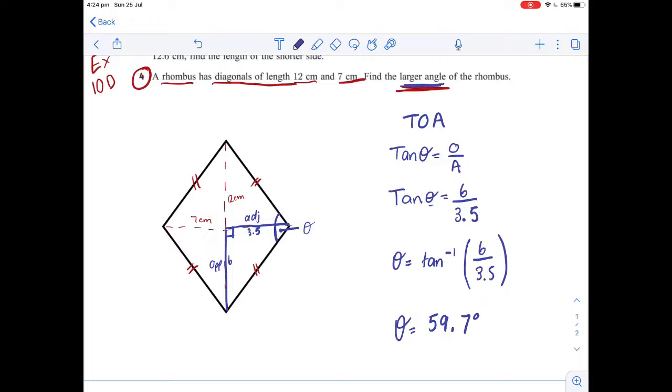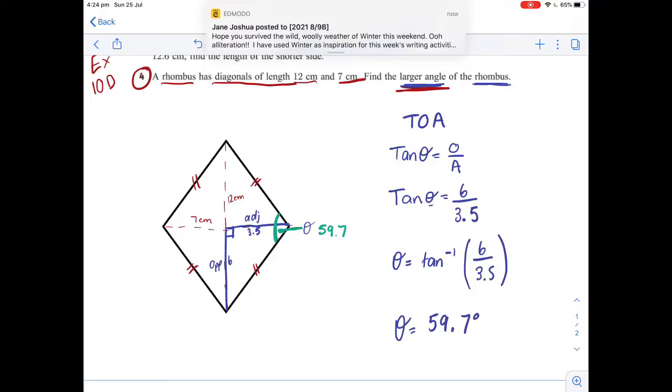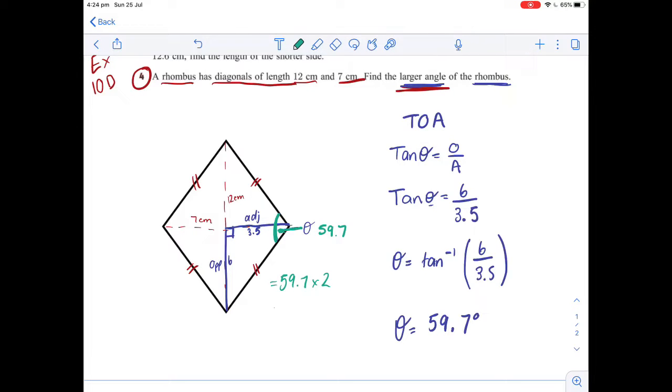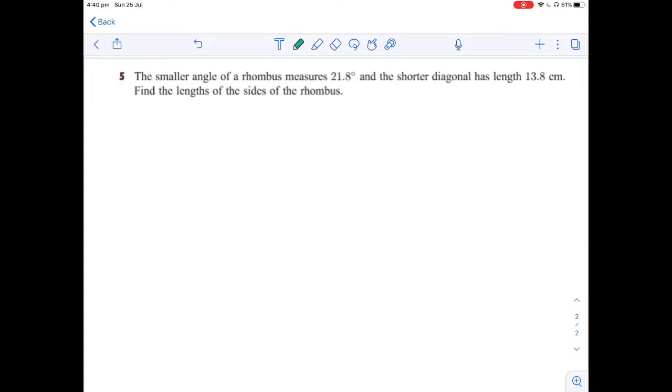So the last step, we go up and we check what the question was. It was find the larger angle of the rhombus. So if I'm now looking back here at my rhombus, this is the angle that I'm looking for. And I know that this part here is 59.7. So to get this whole angle, I'm going to go 59.7 times by 2, which gives me approximately 120 degrees.